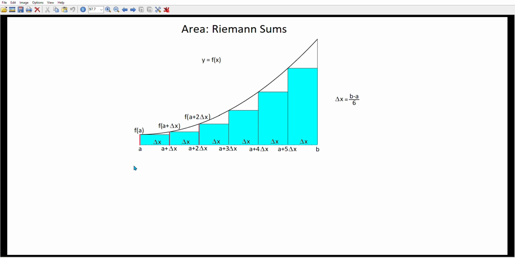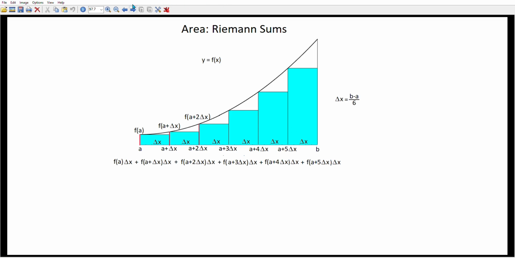Now, what we can see is the area we're going to get is this height, f of a times delta x. This height, which is f of a plus delta x times delta x, etc. We end up with f of a delta x, f of a plus delta x times delta x, f of a plus 2 delta x times delta x, all the way up to this. And this is our Riemann sum when we break this thing up into 6 pieces.